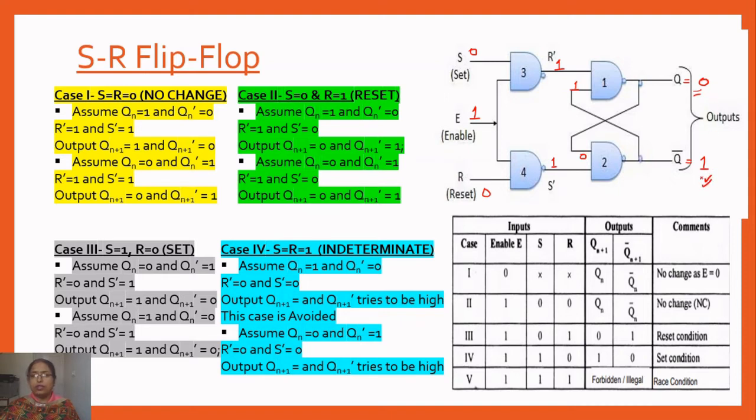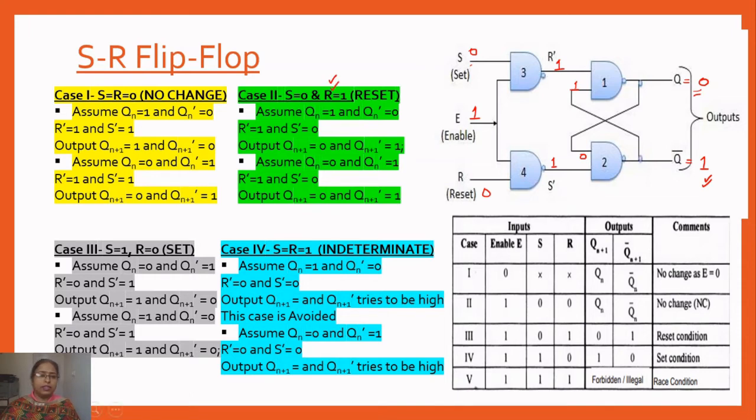So 1, 1, 0 is there, 0 is here, 1, 0, 0, 1 is here. Similarly, you can see in the second alternative or second option, when it is 0, 0, there is no change in the output. Whatever is the previous output, that is carried over to the present output. Similarly, let us verify the second case.